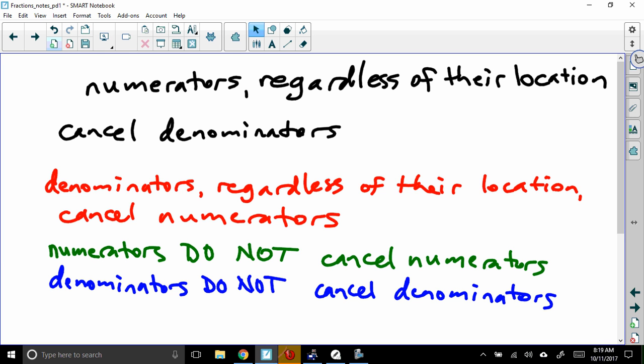So numerators, regardless of their location, cancel denominators. Denominators, regardless of their location, cancel the numerators. Numerators do not cancel numerators, and denominators do not cancel denominators. Some of this stuff might seem like common sense, but it's worth noting, because when we get to chapter 8, people start to make up their own rules about these kinds of things.